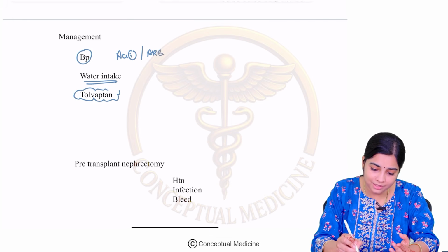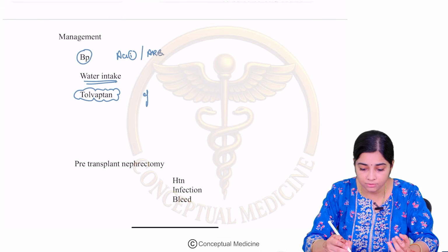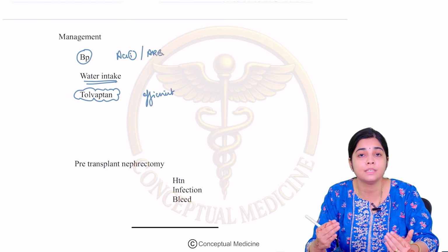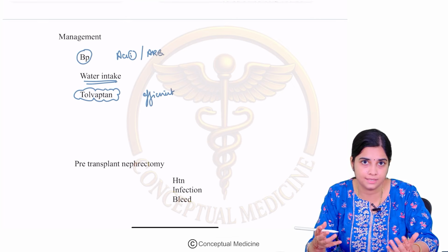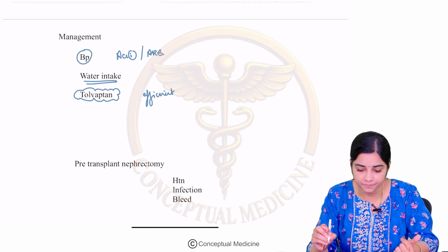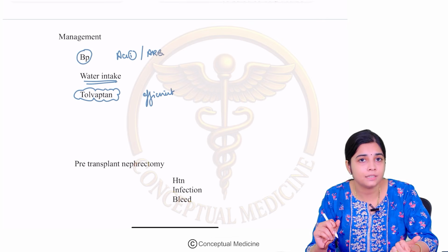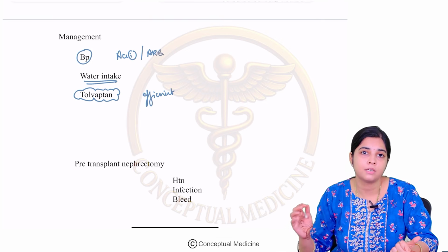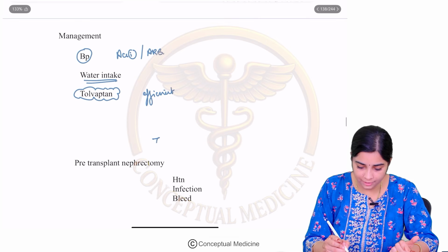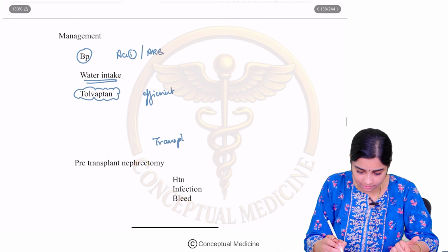Tolvaptan. Tolvaptan is a new drug which has been found to be efficient in the management of cysts in polycystic kidney disease, and it prevents the formation of new cysts in PCKD. So Tolvaptan has been found to be useful in PCKD. Right? But the final treatment would be, if this PCKD patient goes on to end-stage renal disease, then you may have to plan a transplant.